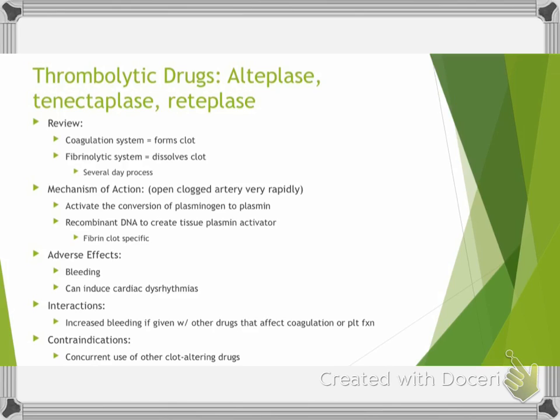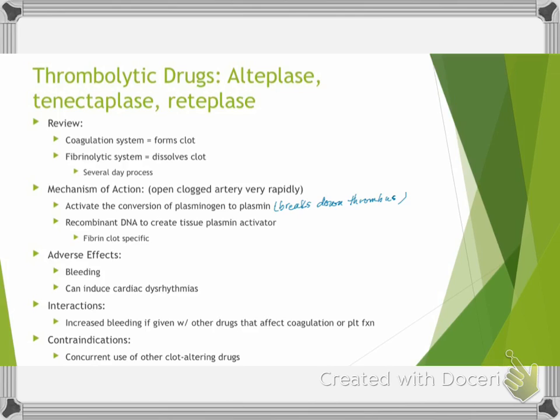So the mechanism of action of Alteplase is to open the clogged artery very rapidly. So it can also be used for clogged central lines. So it activates the conversion of plasminogen to plasmin, which breaks down the thrombus. So this breaks down thrombus. Okay. Recombinant DNA is used to create tissue plasminogen activator.